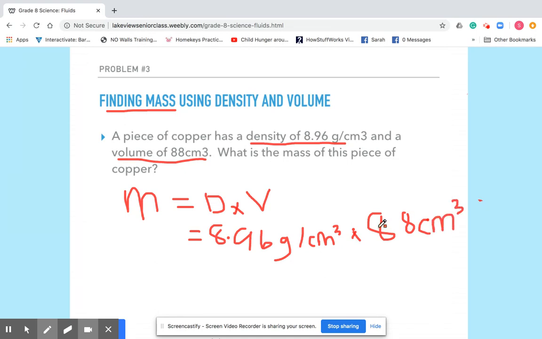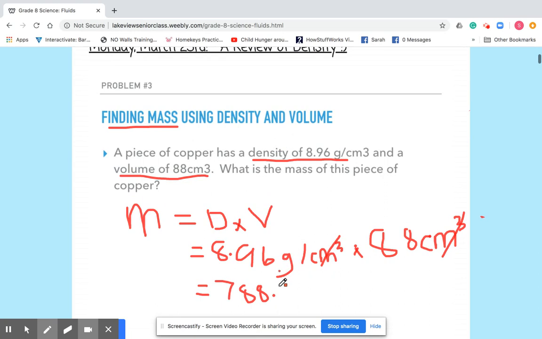Okay. So these cubic centimeters should actually cancel out because one's on the bottom of this division sign and one's on the top. So they would cancel out and we'd be left with grams. And that's what we want. We want to find the mass. So we're going to take our calculator now and we're going to multiply our 8.96 by our 88. And everyone should see that on our calculator, the answer is 788.48 grams.